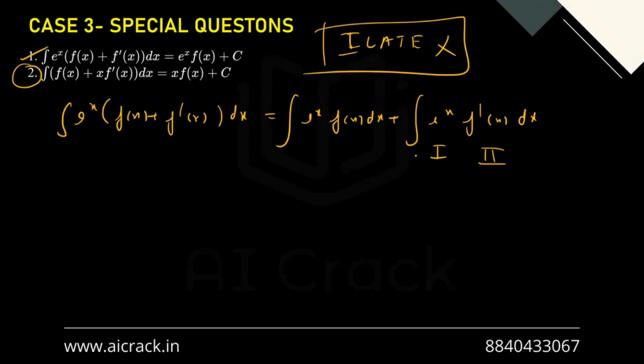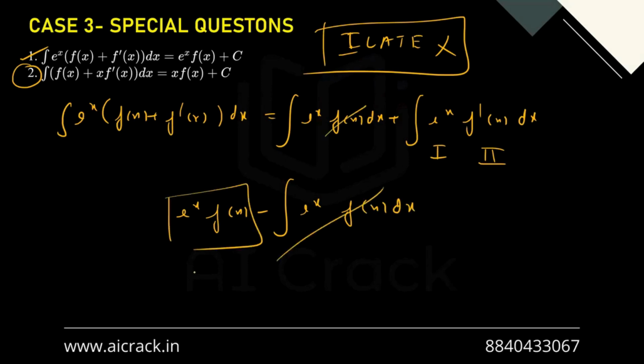So what we'll be getting: first function into integral of second, that would be f(x), minus integral of derivative of first, that would be f'(x), into integral of second, that is e raised power x only, dx. Now I can see that this function and this function get cancelled out. What we are left with is e raised power x f(x).